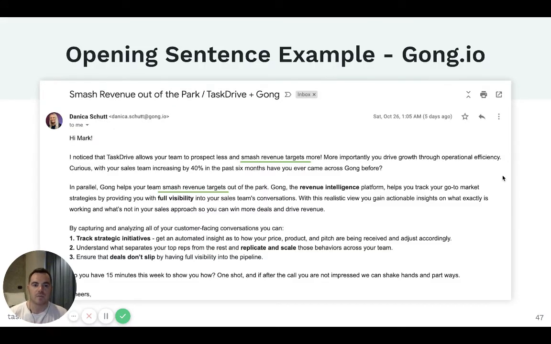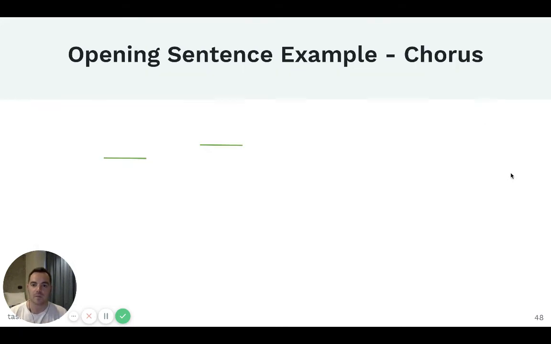And here's a good example of an opening sentence. Smash revenue targets is a phrase that I've used on my LinkedIn profile. So I can see that Danica has gone on there, looked at my LinkedIn profile, and she's using my own words, and then she pitches or transitions into their value propositions. That's a very, very smart and really good example of a good opening sentence.